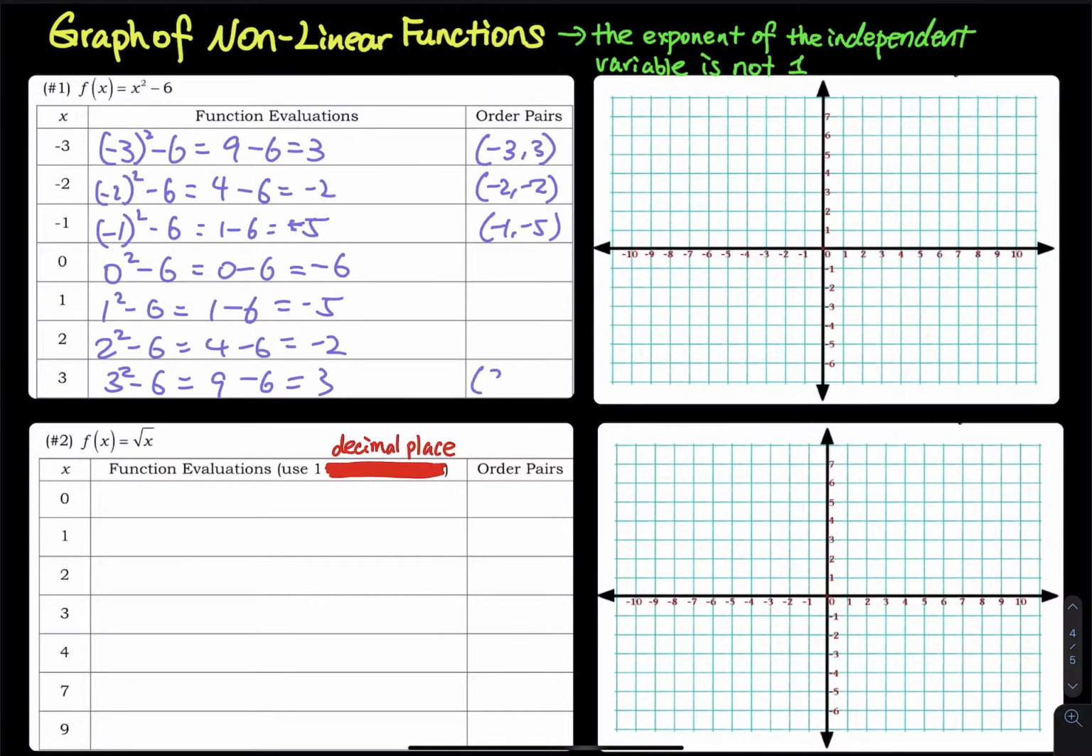So let's write all the ordered pairs. 2, negative 2. 1, negative 5. And then 0, negative 6. Plot the points. The first point is x equals negative 3, y equals 3. So negative 3, 3. And then negative 2, negative 2.